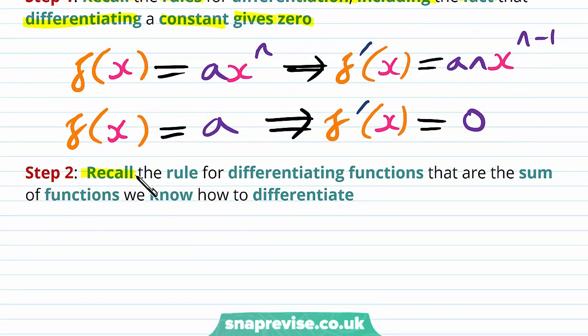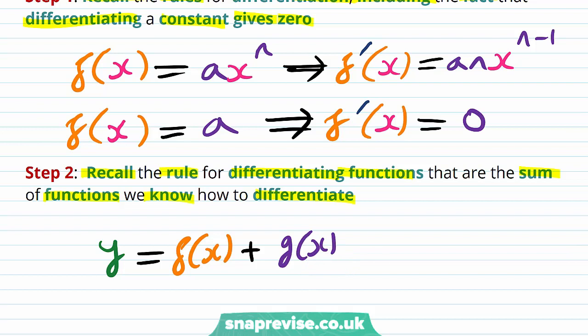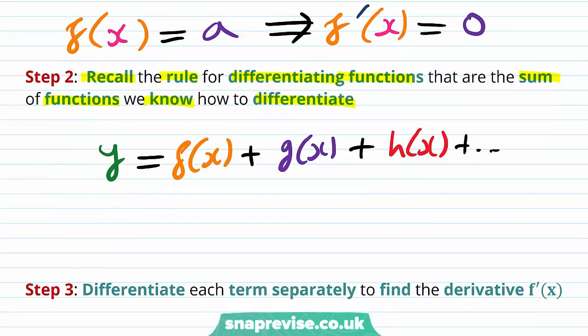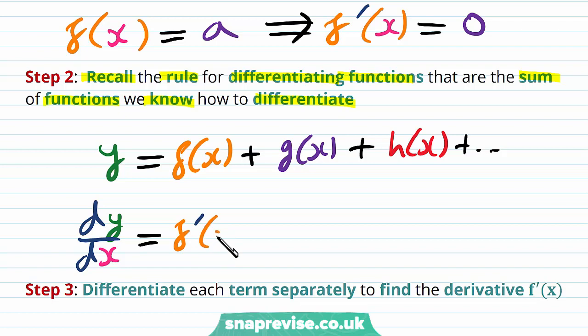Our second step is to recall the rule for differentiating functions that are the sum of functions that we know how to differentiate. In general, if y is equal to the sum of functions f of x plus g of x plus h of x and so on, then in order to differentiate this function, i.e. we get dy by dx, all we have to do is to differentiate each function in turn. And so we have f prime of x plus g prime of x plus h prime of x and so on.